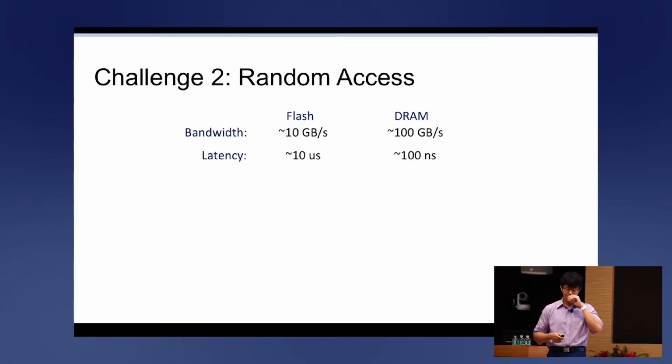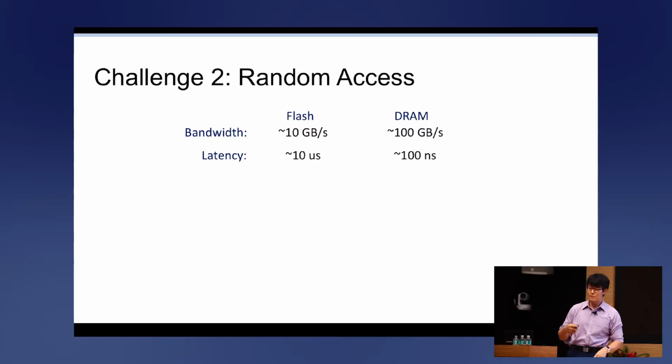That was the first challenge of doing complex analytics using storage instead of memory. The second challenge is the overhead of random access. Of course, we have the bandwidth differential between flash and DRAM, an order of magnitude difference, and a larger performance gap in terms of latency between flash and DRAM.